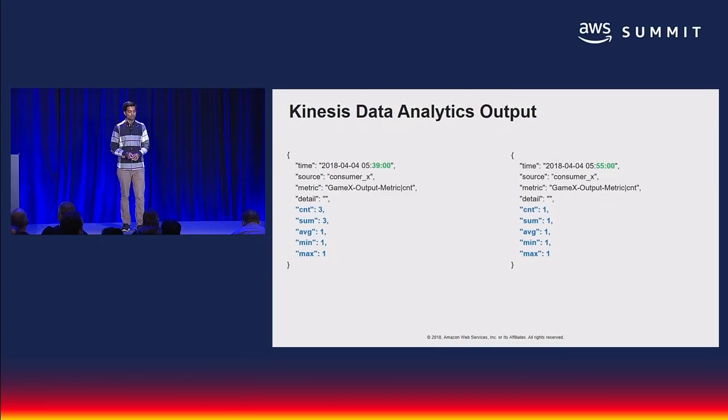So now the final data output, the Kinesis data output, is what we want. At the 39th minute, you get the count 3, which is what we wanted. The sum is also 3. And then the 55th minute gets the count 1. This is exactly what we wanted. So this is just with one particular metric that we wanted to aggregate.